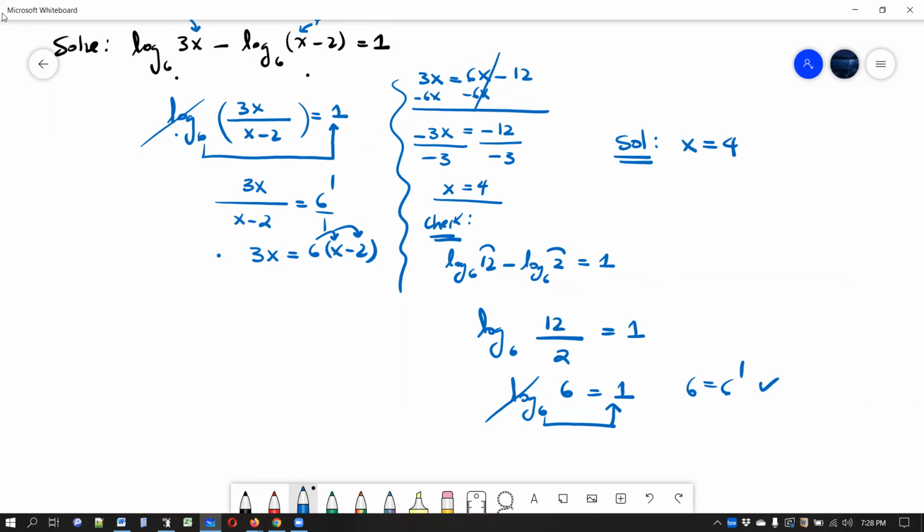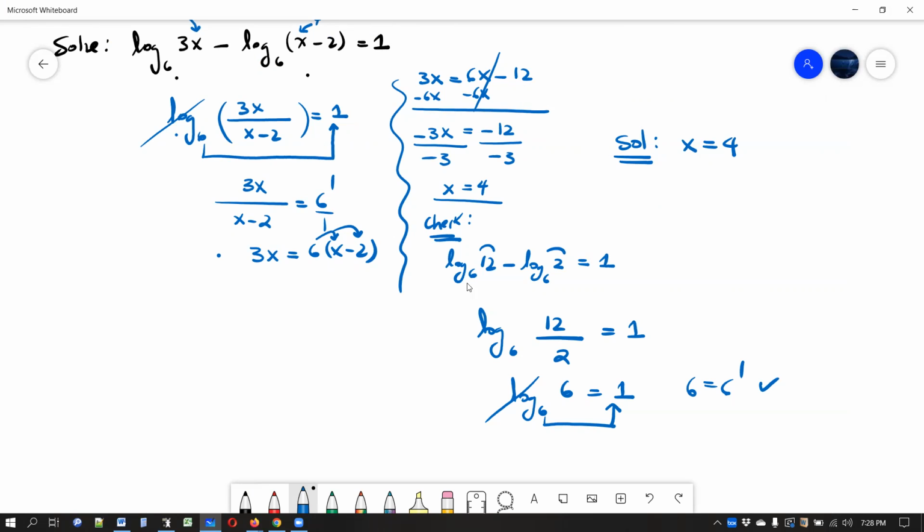Okay? So this is another problem where we had to condense the logs before proceeding. Normally, the ones with the minus will end up being an easier problem to solve than the ones with the plus. Those usually tend to be quadratic equations, whereas these tend to be just linear equations.